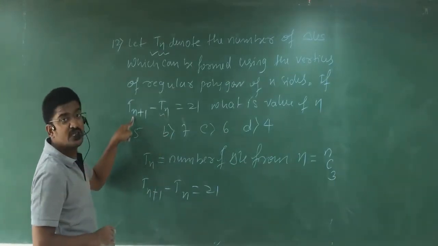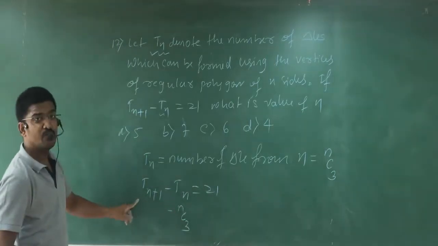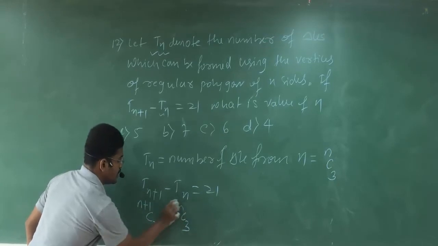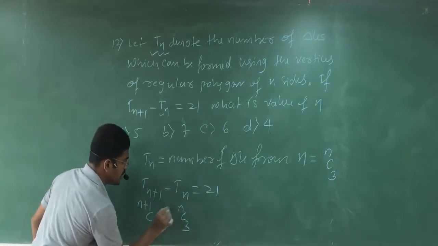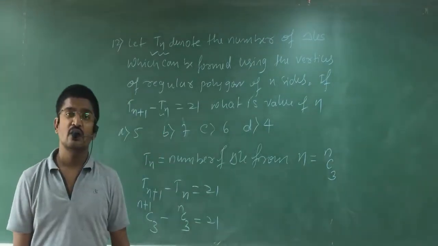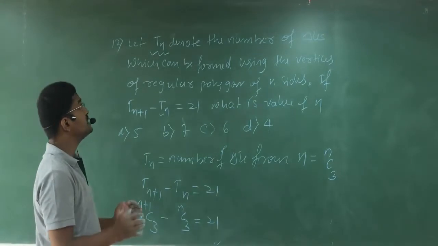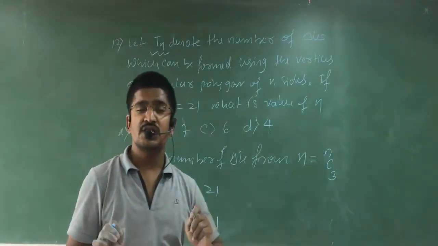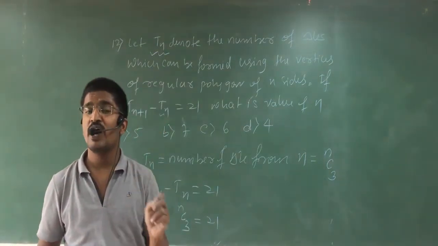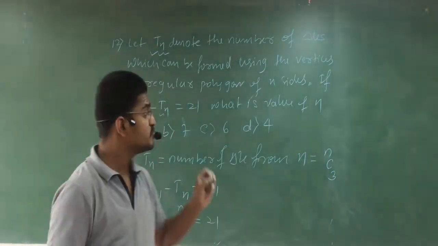What is Tn plus 1? Here Tn is NC3. What is Tn plus 1? It is n plus 1 C3. n plus 1 C3 minus NC3 equals 21. I think you got my terms. See, Tn denotes the total number of triangles formed by n vertices of the polygon. Clear? That is what they have given.